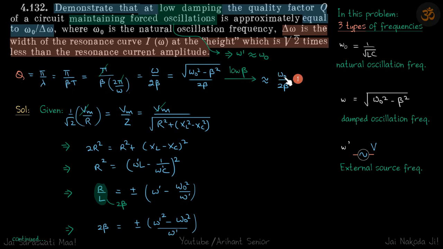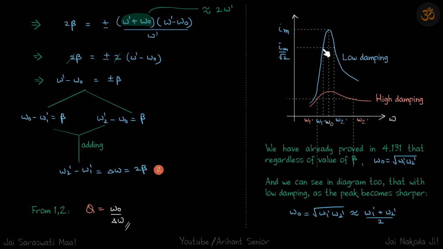So you can see we already got a term of omega naught. Now we need to prove that delta omega is equal to 2 beta. Let's start with what's given. He has talked about the graph, so let me just show you the graph first. This is your current versus frequency graph, and he's saying that if this is the maximum current at resonance, then when the current becomes root 2 times less, the frequencies at that time are omega 1 dash and omega 2 dash.